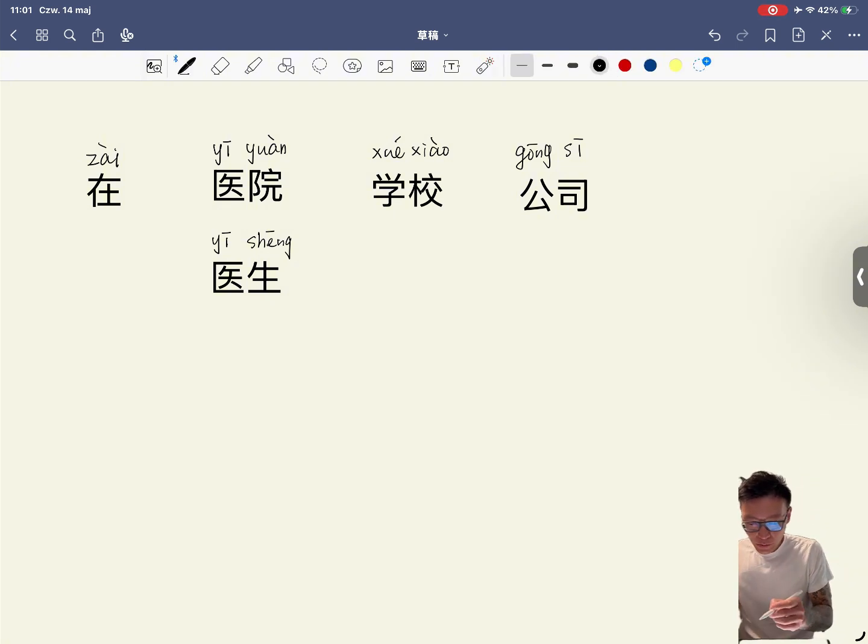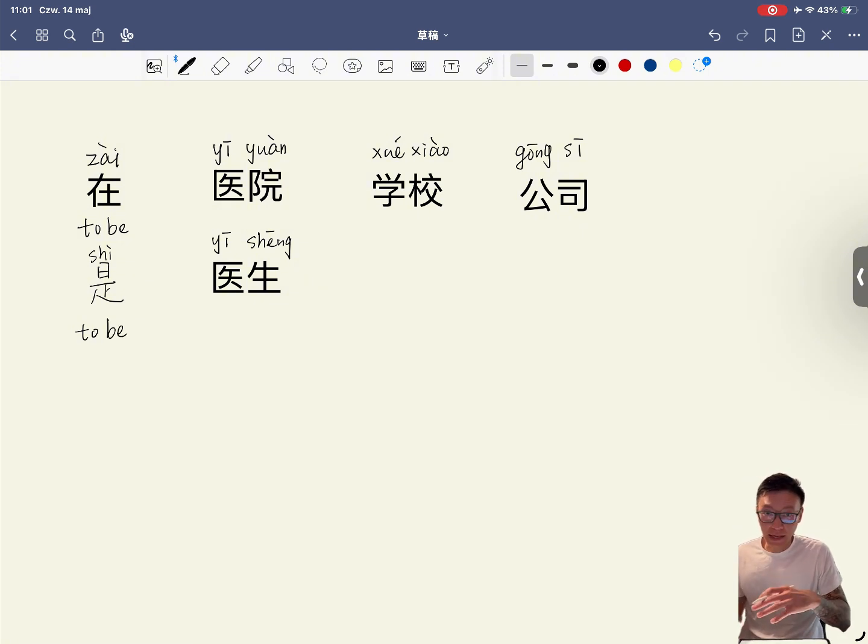Alright, so the first character 在 means to be. You might have a question. Didn't we have to be as 是? This character, I will write it below it. 是 also means to be. So what is the difference between 在 and 是?